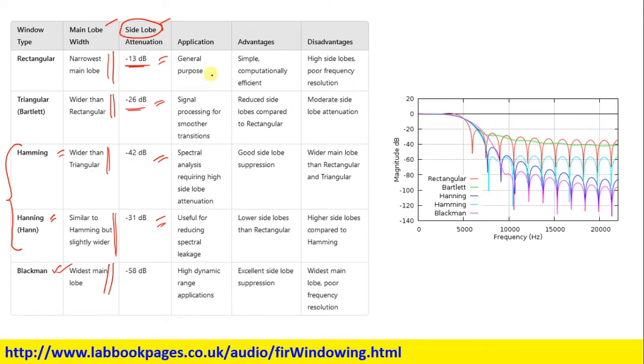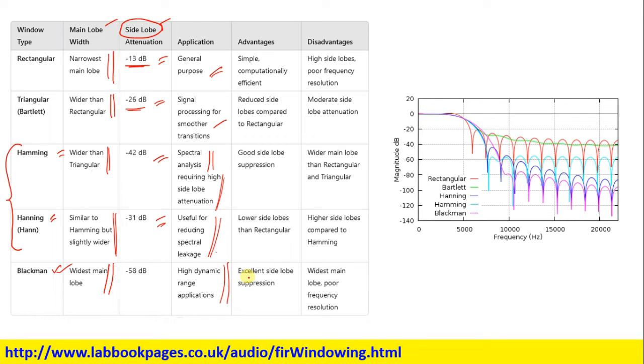So for applications, they are for general purpose. Then the rectangular window and triangular window are used in signal processing for smoother transitions. The Hamming window we use if you want to do spectral analysis requiring high side lobe attenuation. Okay, so it is useful for reducing spectral leakage, the Hamming window. And lastly Blackman, it has high dynamic range applications.